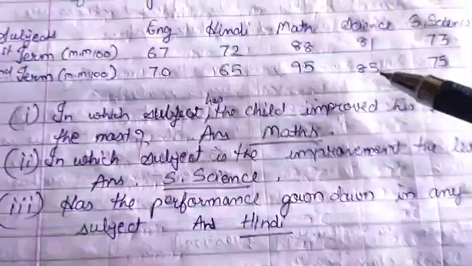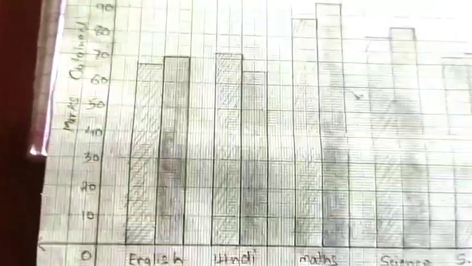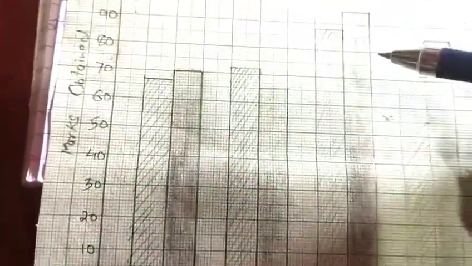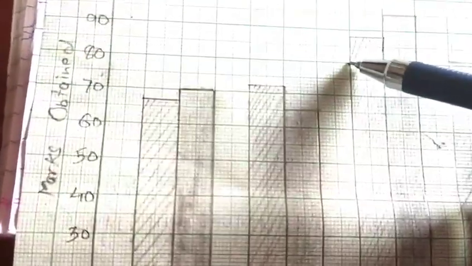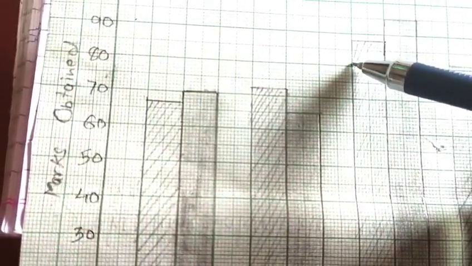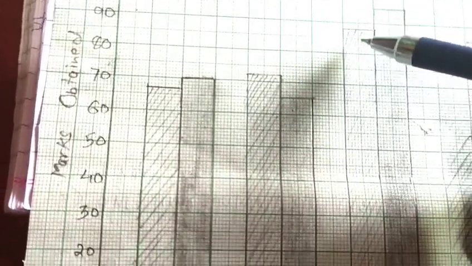Now in the math subject, how much did he get? He got 88 marks in first term and 95 marks in second term. So 88 marks, how to represent 88 marks? That is 8 small boxes above 80. It means from 80 you have to take 8 boxes. You have to count 1, 2, 3, 4, 5, 6, 7, 8 and construct a pillar like this.